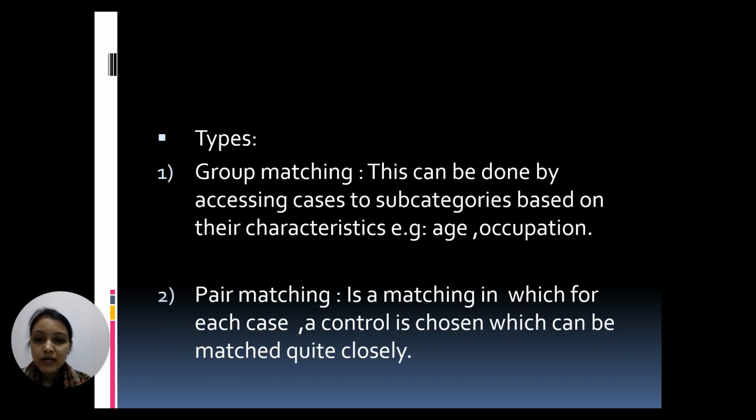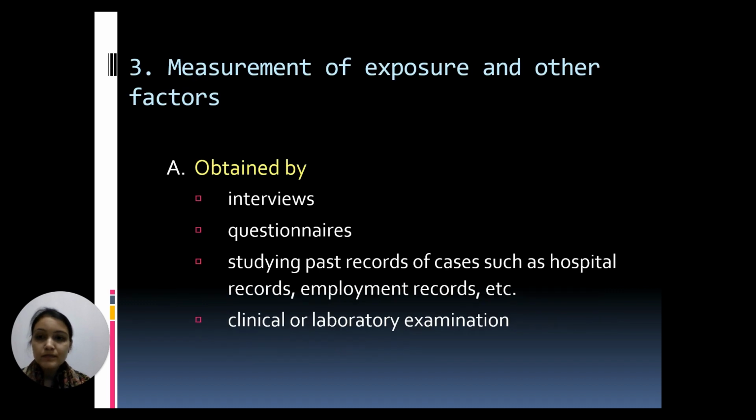Next, there are two types of matching. First is group matching and second is pair matching. Group matching can be done by assigning the cases to subcategories based on their characteristics like age and occupation. Pair matching is the matching in which each case or control is chosen so that it can be matched quite closely.